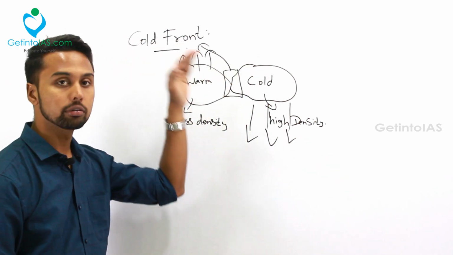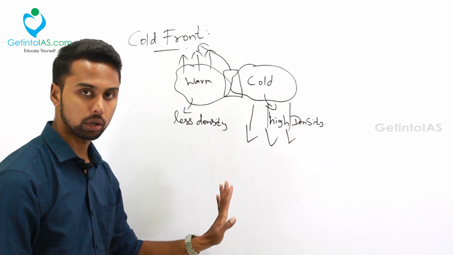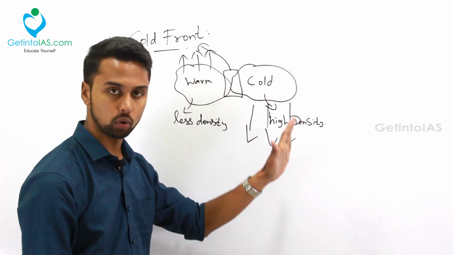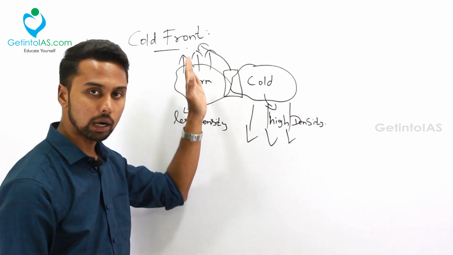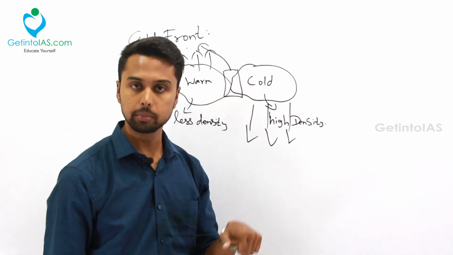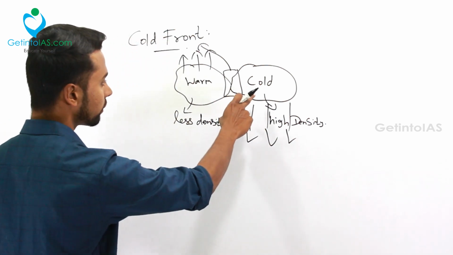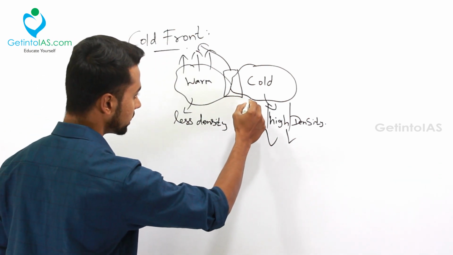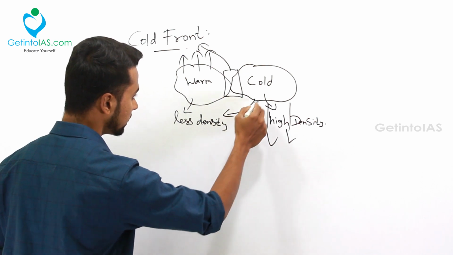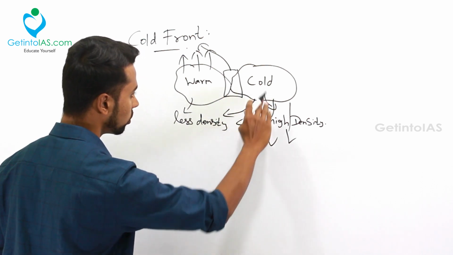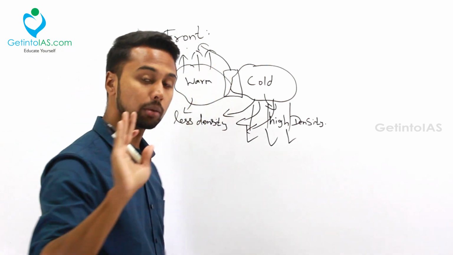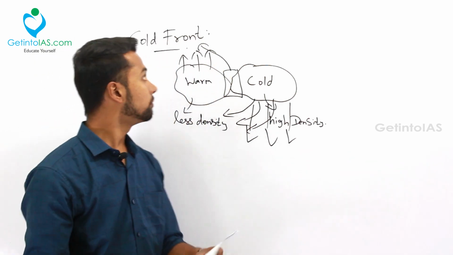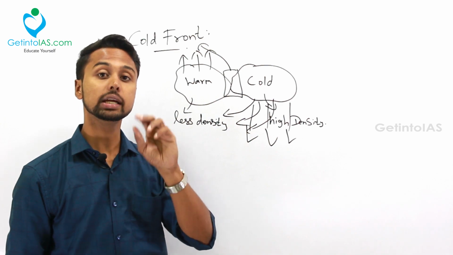Now what is a cold front? This is the phenomenon. When you place a warm and cold air mass, always the cold air mass will go down and the warm air mass will go up. So what cold front means is, when this cold front comes and invades, this cold air mass will come and lift the warm air mass. The phenomenon is the same, but who is giving the initial push?